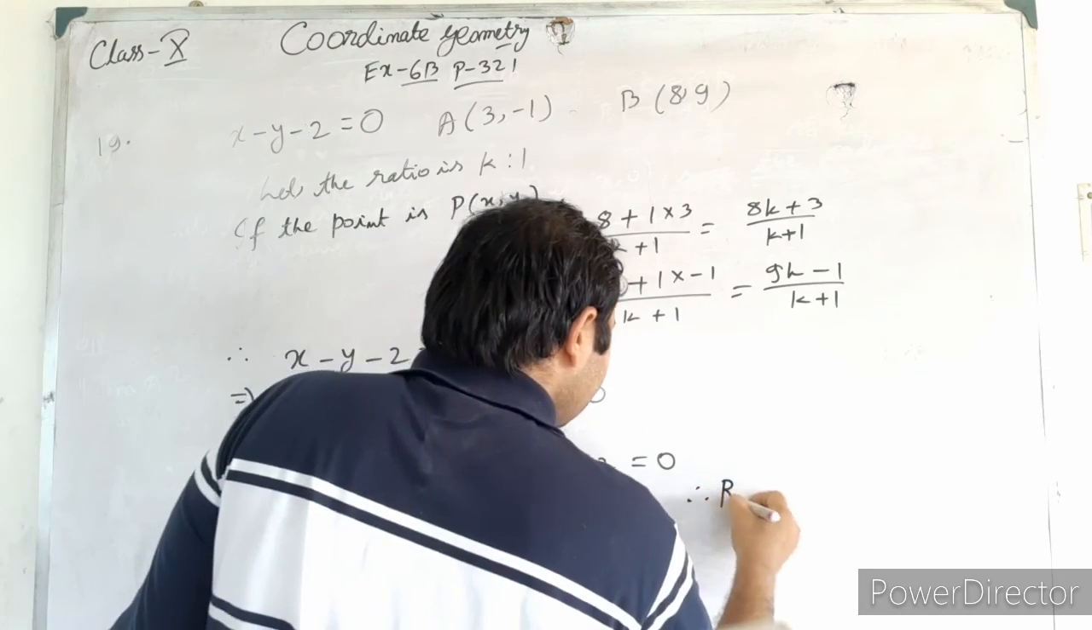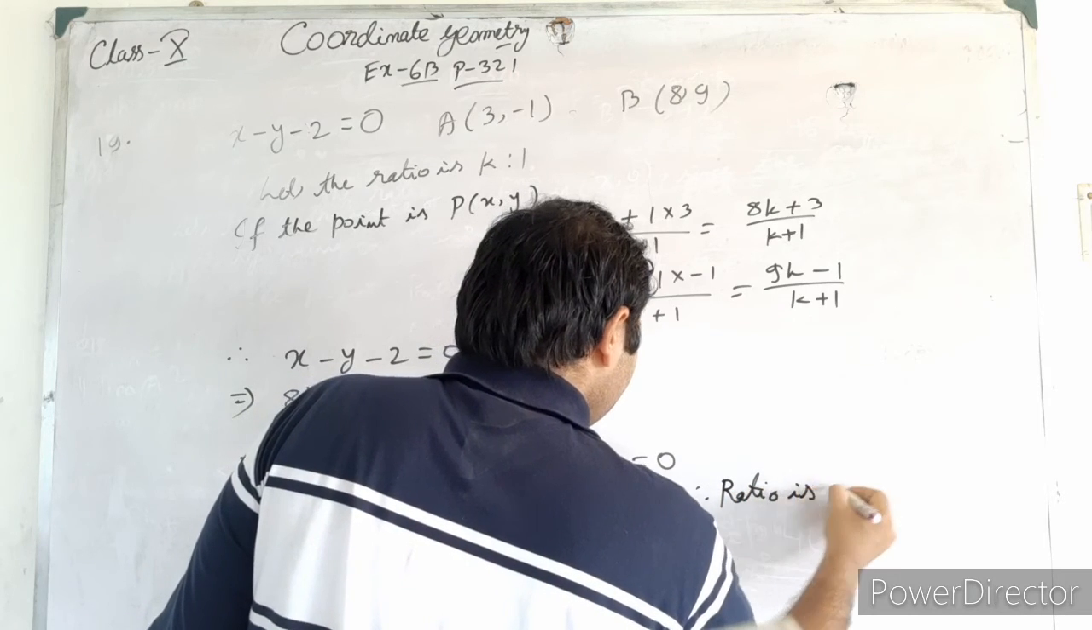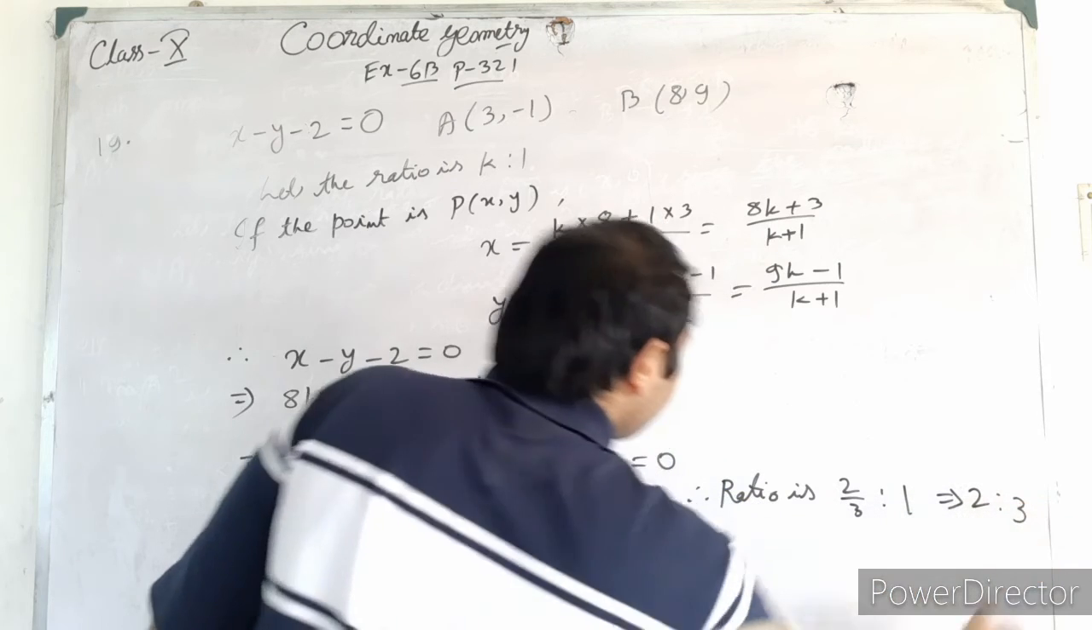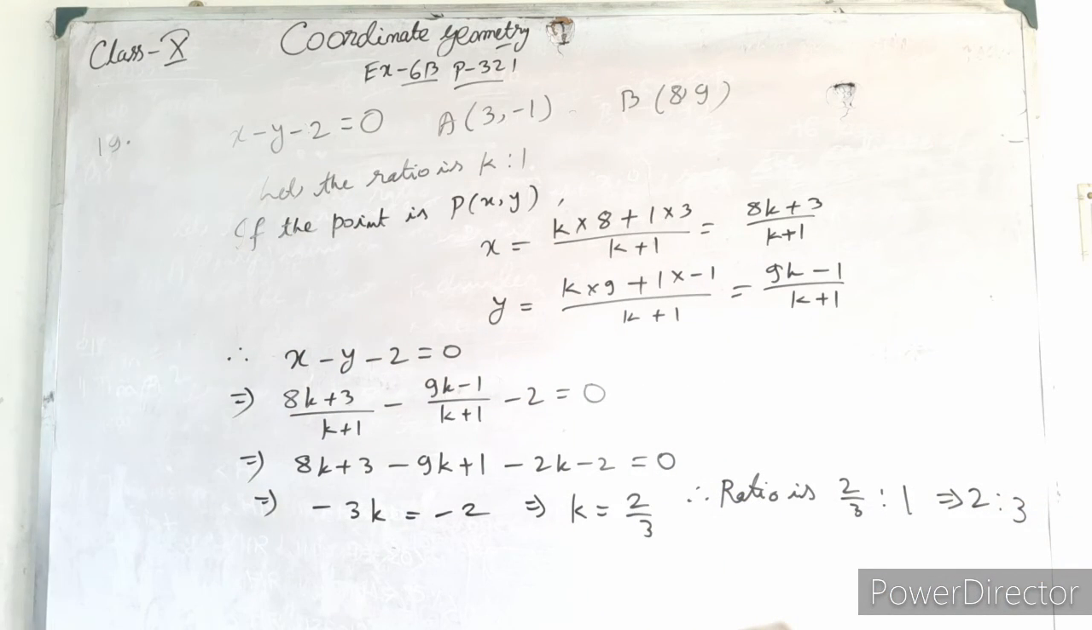So the ratio is 2 by 3 is to 1. That means 2 is to 3. This is the ratio.